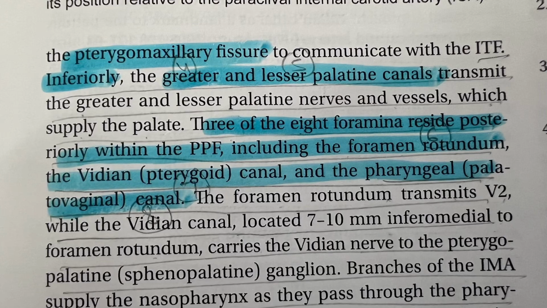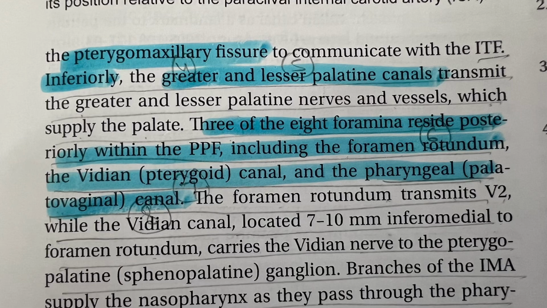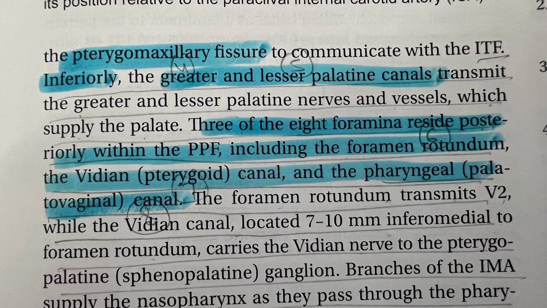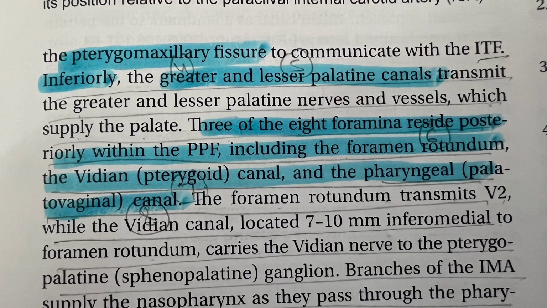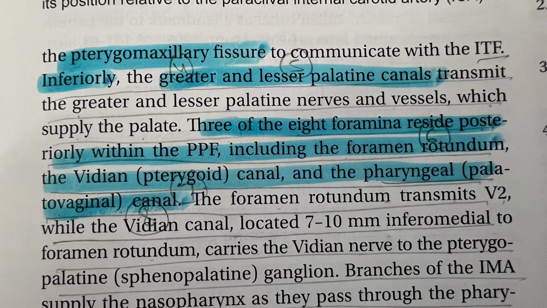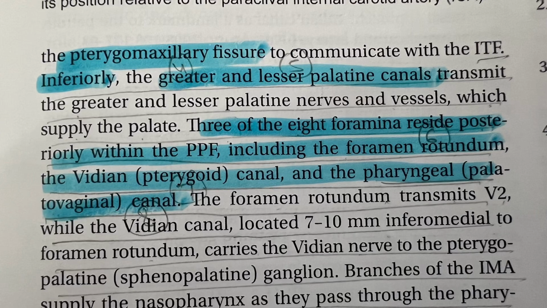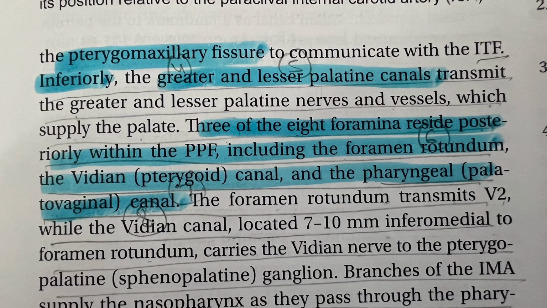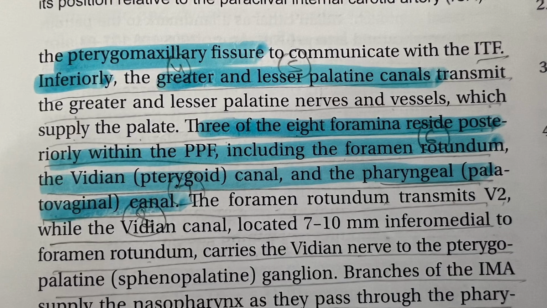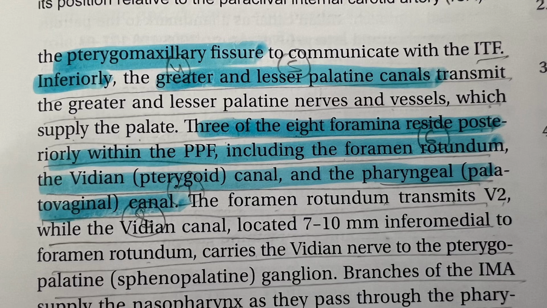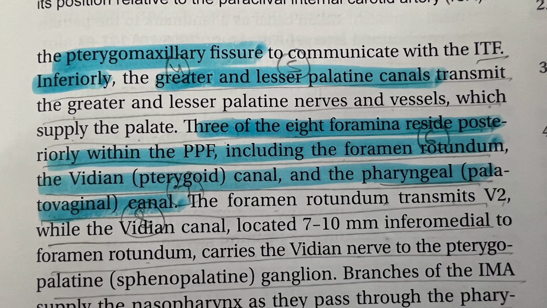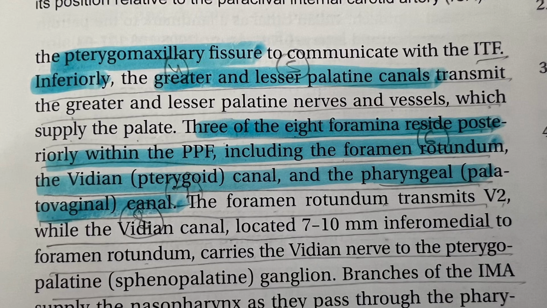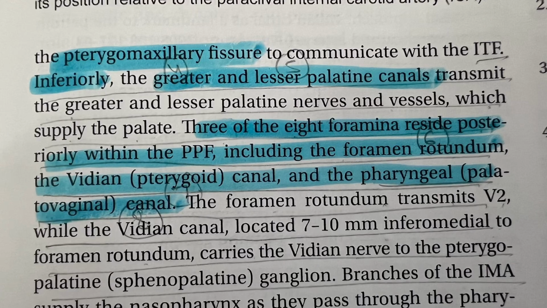And there are three posterior foramina which include the foramen rotundum for V2, the median canal (vidian canal) for the vidian nerve, and the pharyngeal palatovaginal canal in the posterior wall. So three canals are there in the posterior wall: the foramen rotundum, the vidian canal, and the palatovaginal canal. So a total of 8 foramina are there in the pterygopalatine fossa.